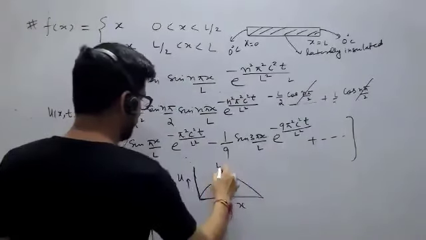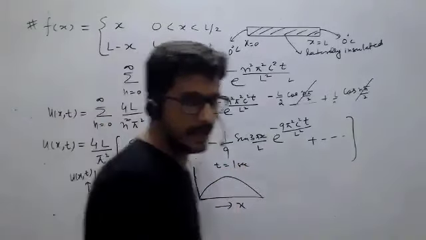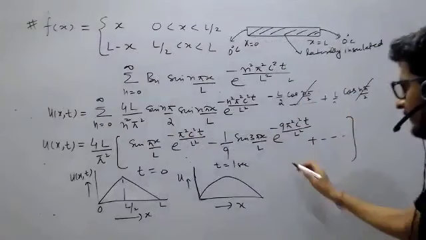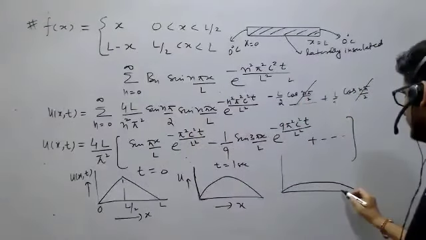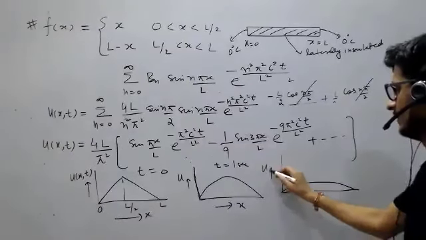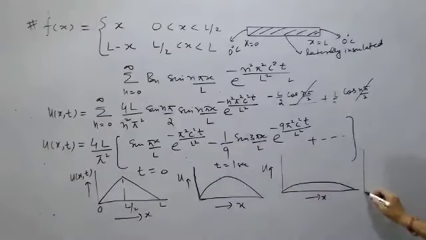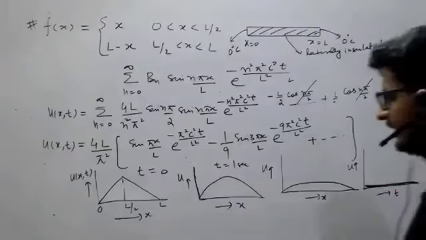Okay. At a later time, suppose I am writing 1 second, and then at a large time, it will become like this. It will become closer to this. Okay. It is x and u, and at very large time, the whole of the rod will come to 0 degree temperature if it is left.